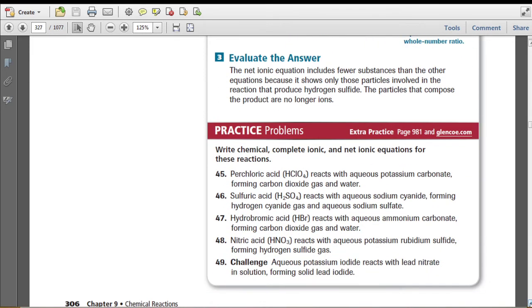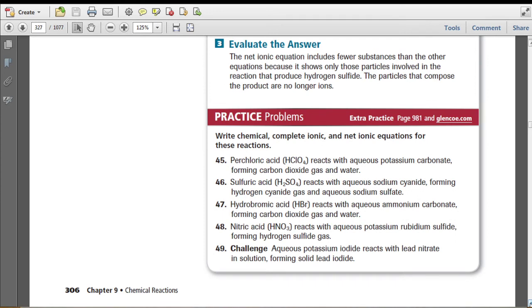Let's go ahead and pause the video so that you can write the chemical, complete ionic, and net ionic equations for the following reactions.